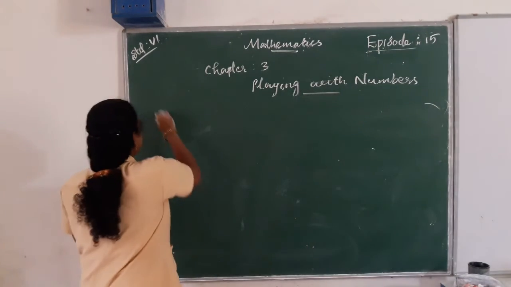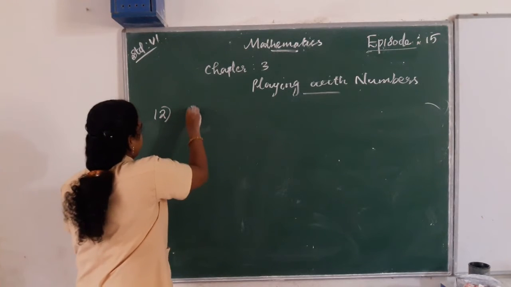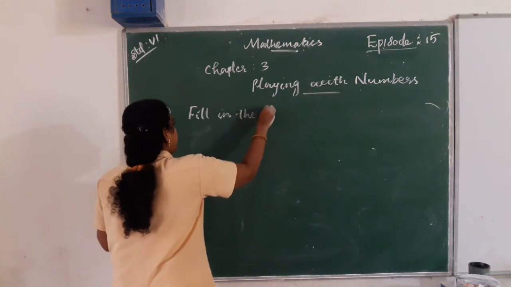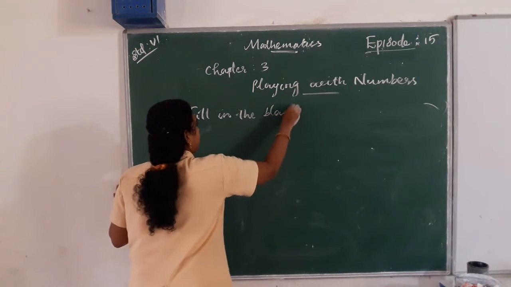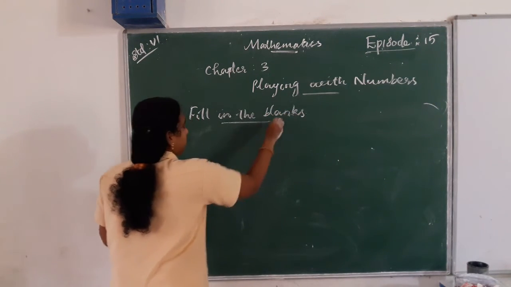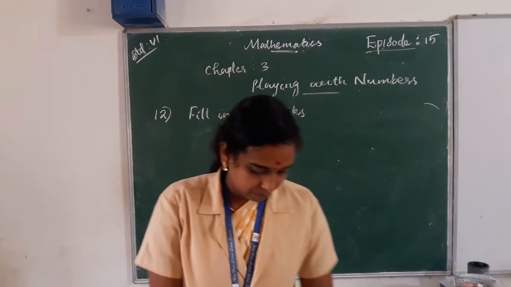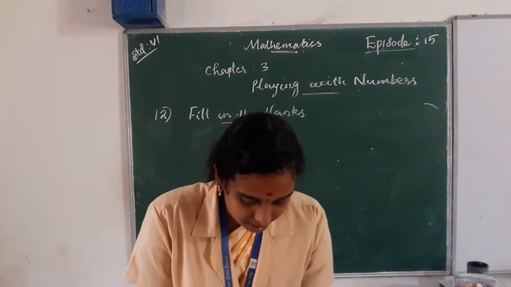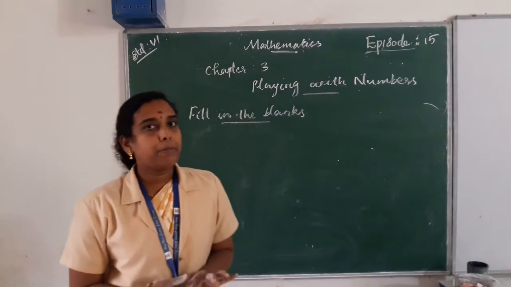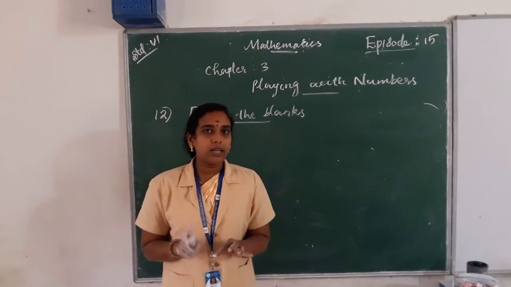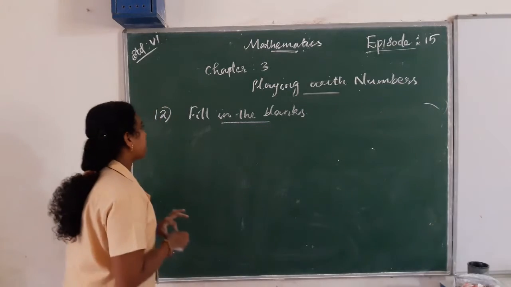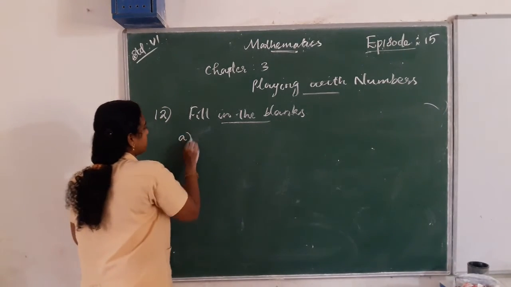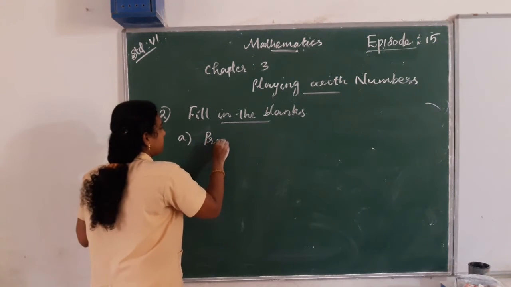Question number 12. Fill in the blanks. The first question, a number which has only 2 factors is called a dash. Prime numbers are having 2 factors. So the answer of the first question is prime numbers.